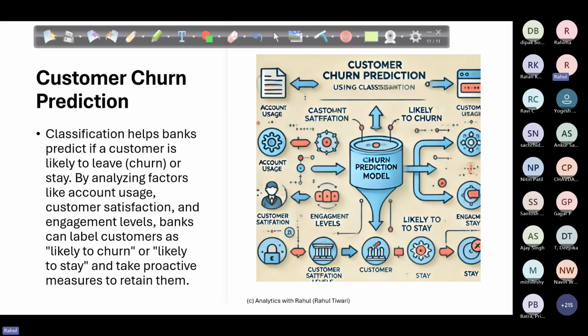Customer churn prediction, whether my customer will leave my company or not. For example, let's say I'm using an Airtel SIM card and I shift from Airtel to Jio. In that case, it is a churn for Airtel. I, as a customer of Airtel, am no longer using the Airtel SIM card; I'm using Jio's connection. So classification helps banks predict if a customer is likely to leave, or churn, or stay. By analyzing factors like account usage, customer satisfaction, and engagement levels, banks can label customers as likely to churn or likely to stay and take proactive measures to retain them.